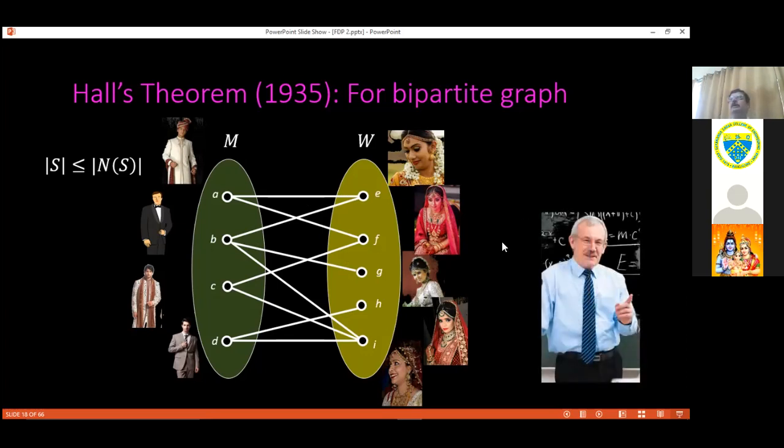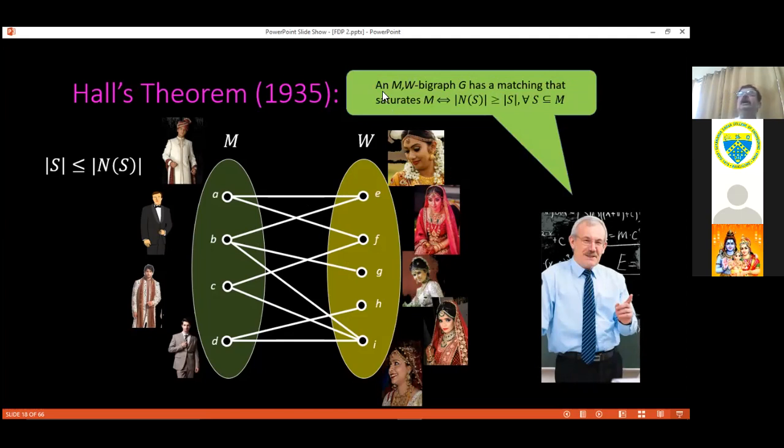Now that is given by Hall's theorem. An M-W bipartite graph G has a matching that saturates M if and only if this condition holds: the number of neighbors of S is greater than or equal to the number of elements in S, for every subset S of M. The converse is not possible. We cannot find any matching which saturates W, because if you take these 3 vertices here, there are 3 vertices but the neighbors contain only 2 vertices. This condition fails. Therefore, definitely you can say there is no matching which saturates W.